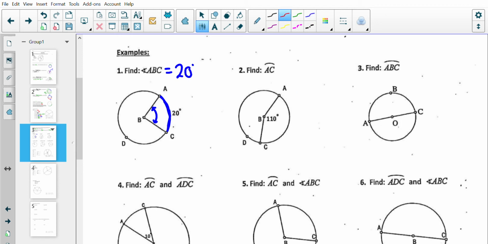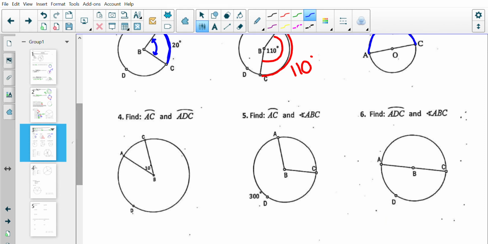Once again, we want to find arc AC. Well, arc AC is going to be the same as its central angle. So if the central angle is 110, arc A to C is 110. Now we want to find the measure of arc ABC. Well, ABC is a semicircle, and we know all semicircles are 180 degrees.